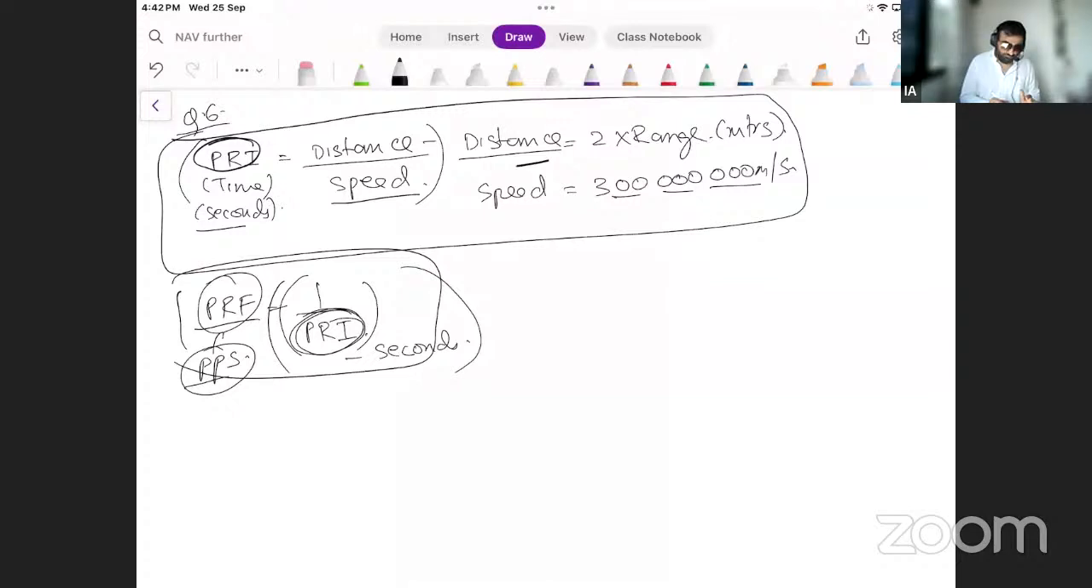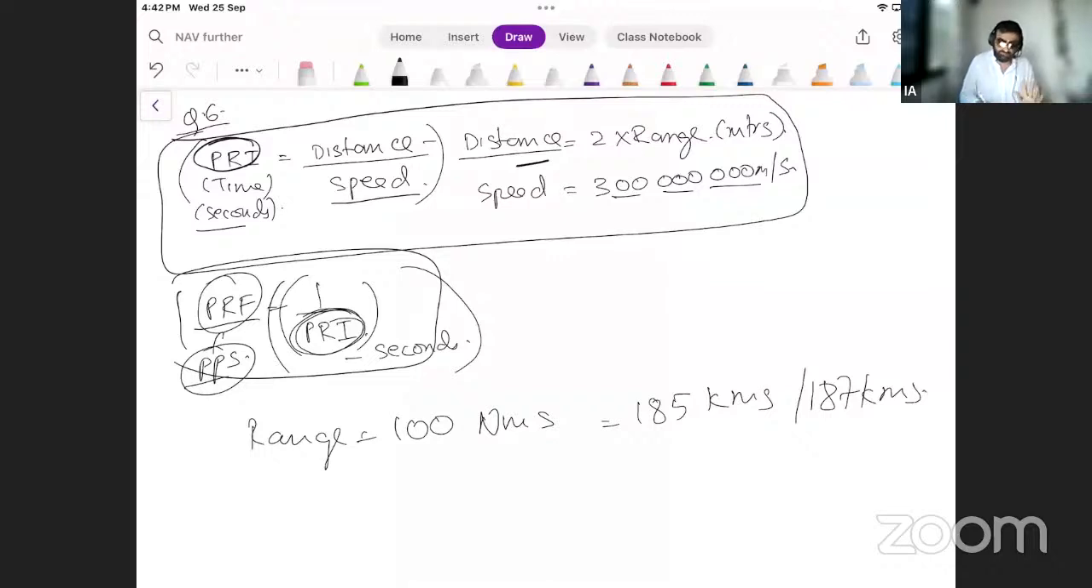So range is equal to 100 nautical miles, which converted into kilometers gives me 185 kilometers. In certain calculators it will be 187 kilometers, and in meters, you'll change it to 185,000 meters or 187,000 meters. In your textbooks, this value is given. Your calcs are going to give this value. That's why your answers in the options will not always be accurate and you'll be required to mark the closest answer compared to the options.